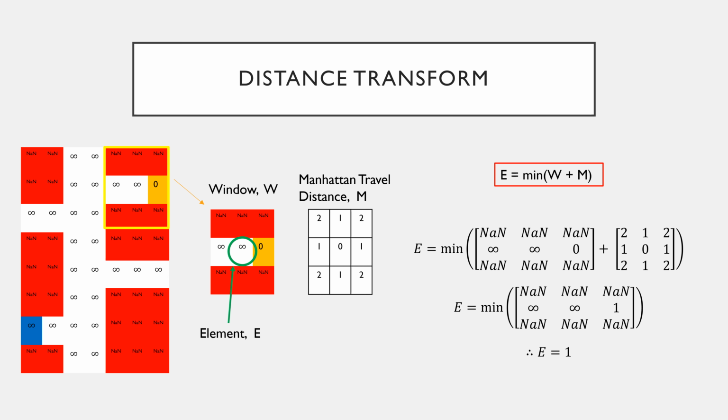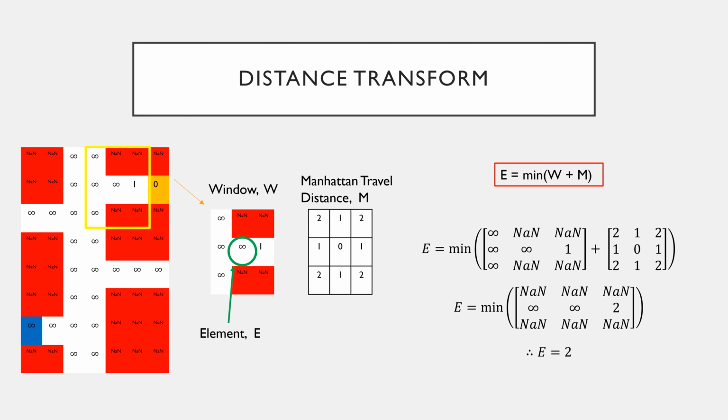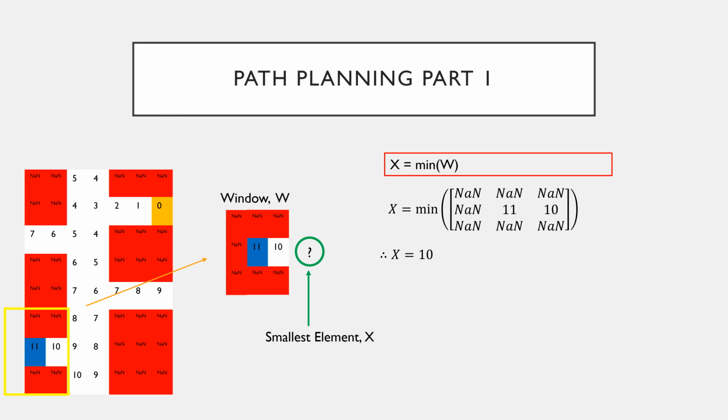So using the formula outlined here, we can find the element E. Similarly to the previous slide, we will move the window to the nearest infinity and follow the same computational process for this element. This process will then be applied to the entire map until all reachable blocks have had a distance defined. Now that we have a fully populated distance transform, we can now define the shortest path.